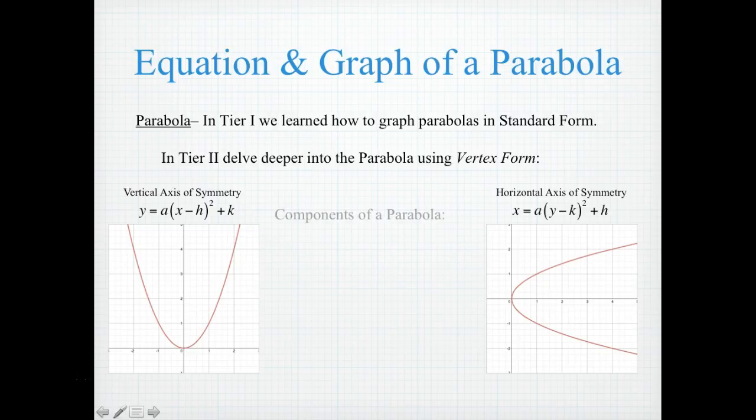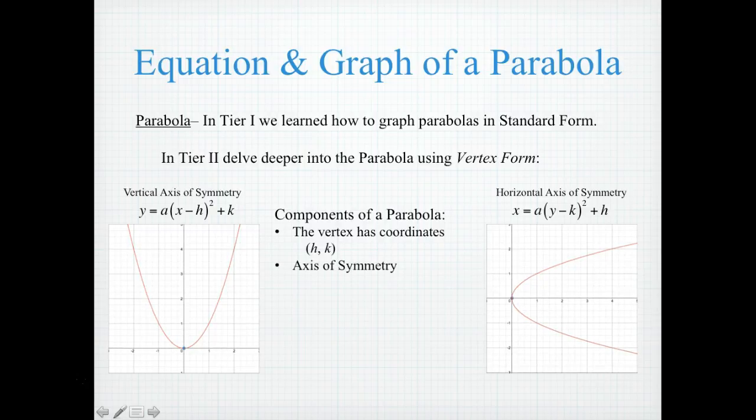So now we're going to talk about some key components of a parabola. As always, the most important part of a parabola is the vertex. The vertex is basically the center of the parabola, and it's the point where the graph actually changes direction. It changes from increasing to decreasing. And the vertex is given by the values of h and k, so notice that the values of h and k are located in different positions based on the orientation of the axis of symmetry.